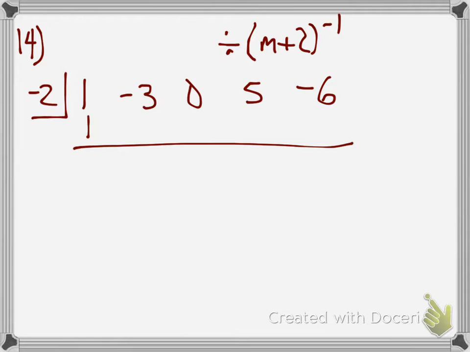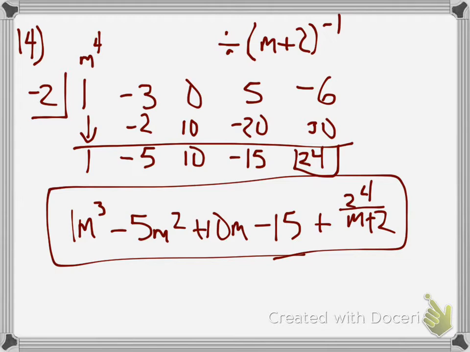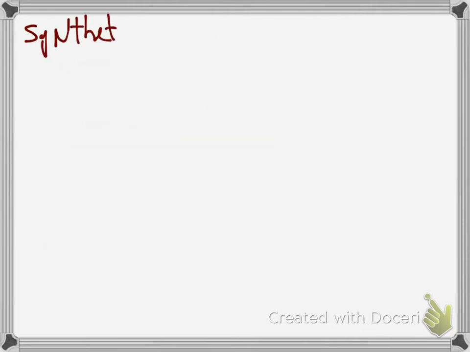Okay, so here I've got, bring down the 1. 1 times negative 2 is negative 2. And then I got negative 5. That becomes positive 10. Negative 20. Negative 15. Positive 30. Gives me 24. And there's my final answer for that one. So, again, not too difficult. Should be fairly simple. So finally, let's look at 15 by synthetic division.